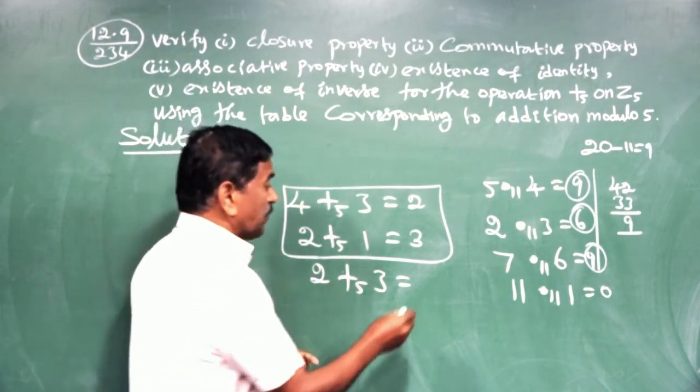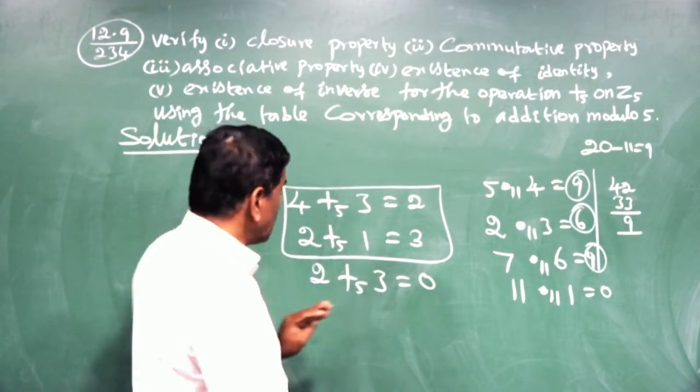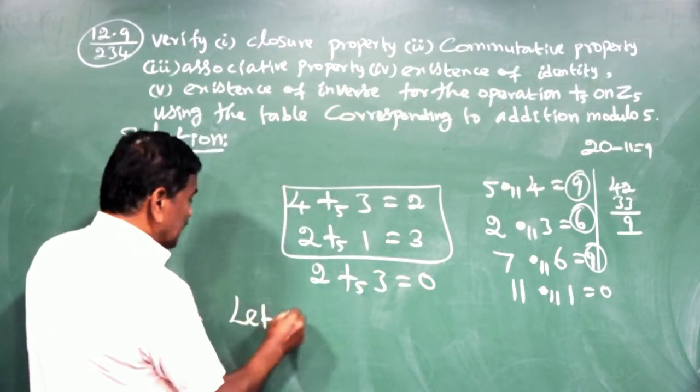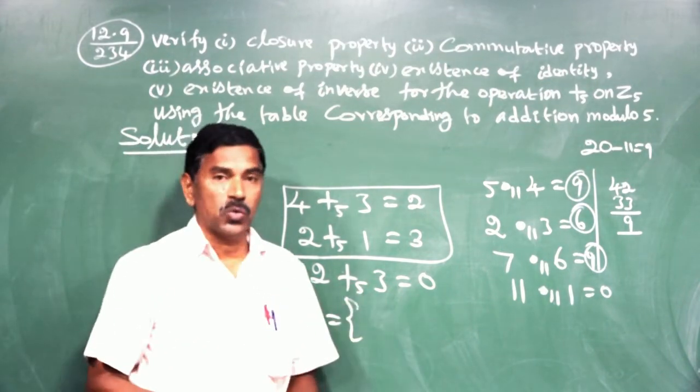That means 5 minus 5 is equal to 0. So 0 will be the answer. Okay. And also, listen, let Zn be the set of all congruence classes modulo n.